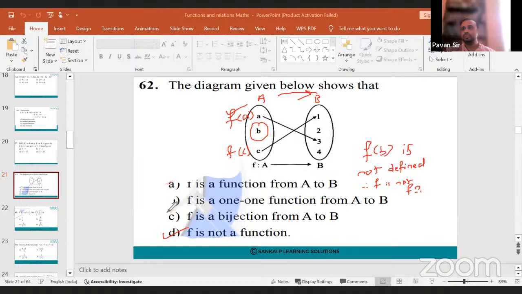B option is not correct. From Birappa, it is a wrong answer. Mallikarjun, wrong answer. Please make it correct. F of B is not a function because F of B is not defined. When a function is not defined, F will not be a function. Please make it correct.